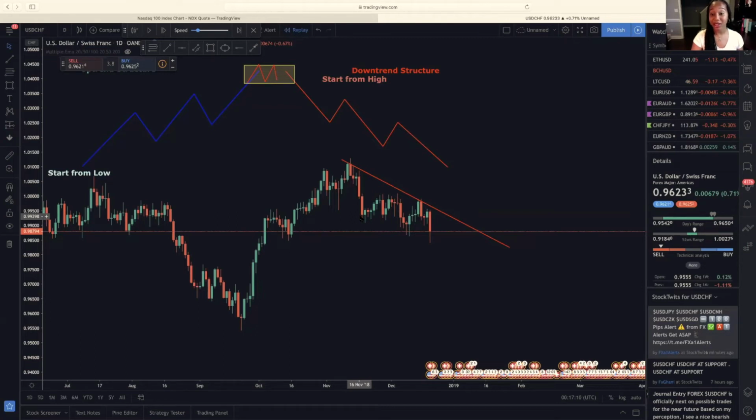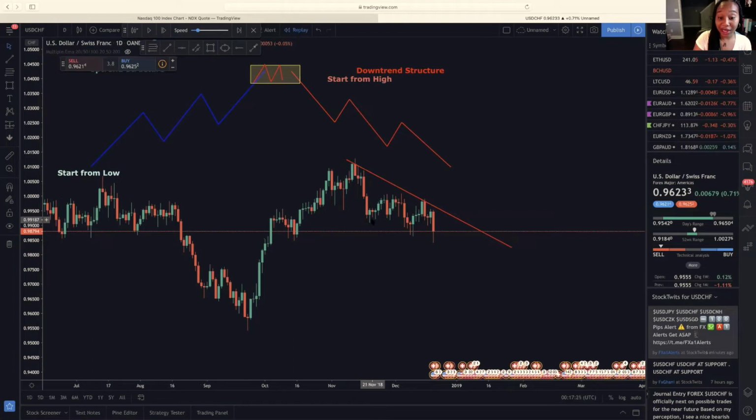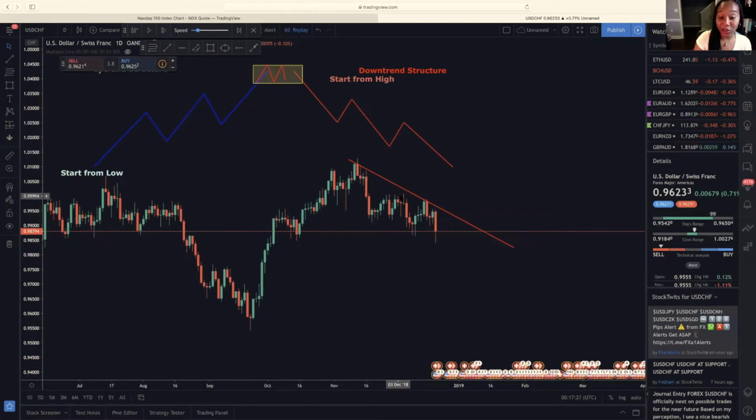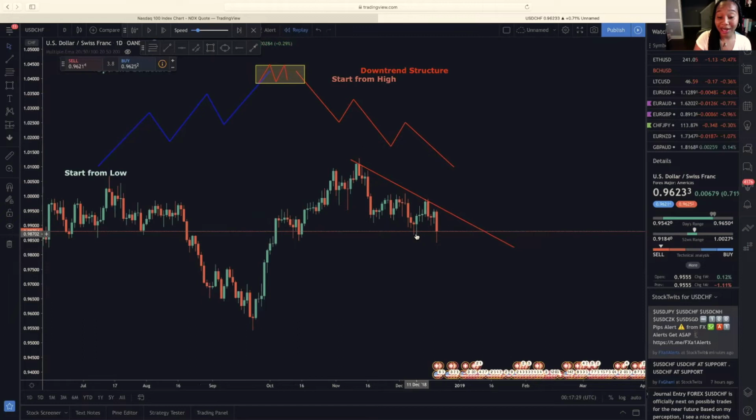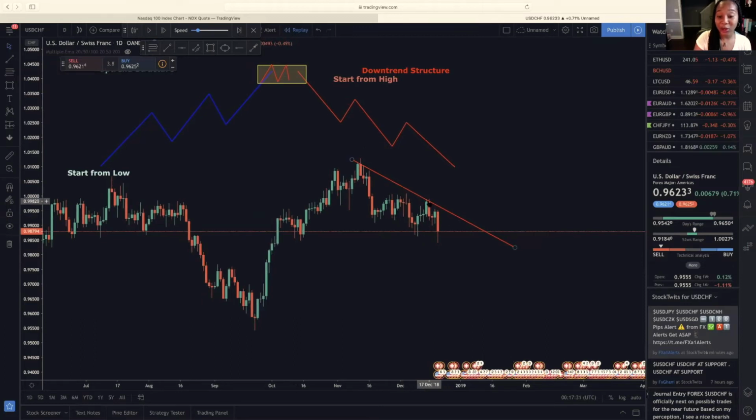I find my structure on the 4 hour because I trade mostly the 1 hour. I am an intraday trader. So once again, a downtrending structure, you're going to start from a high, then you're going to have a lower high, higher low, lower high, higher low, and then you have a low.